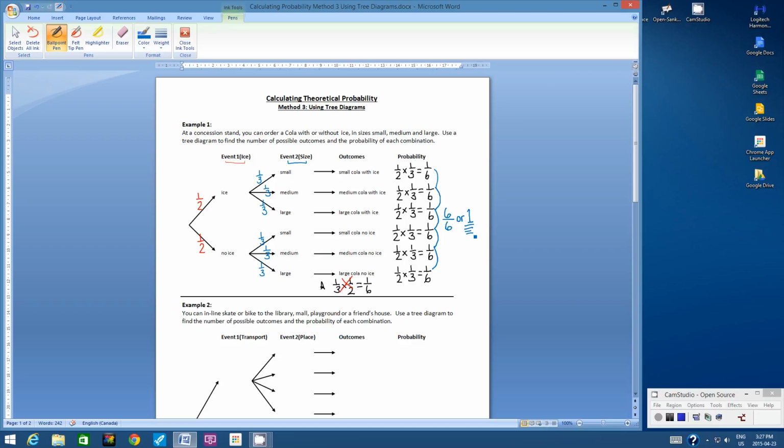Okay, so that's example 1, done very slowly with a lot of the tree already drawn. So as we move into later examples, I'm going to take more and more of the tree or the clues away. Okay, so thanks for watching this video on example 1.